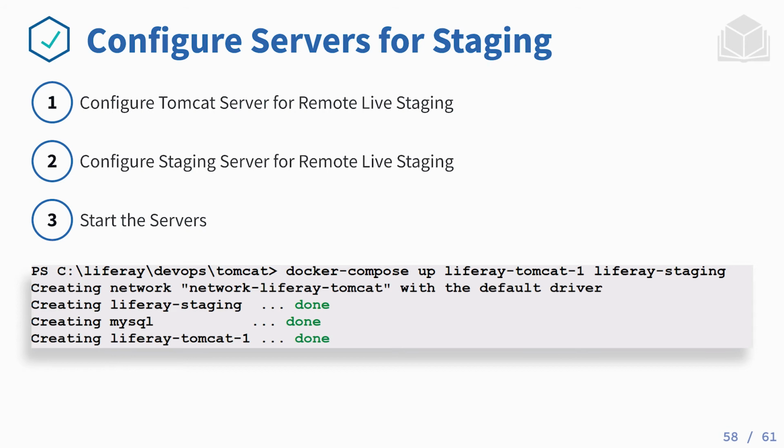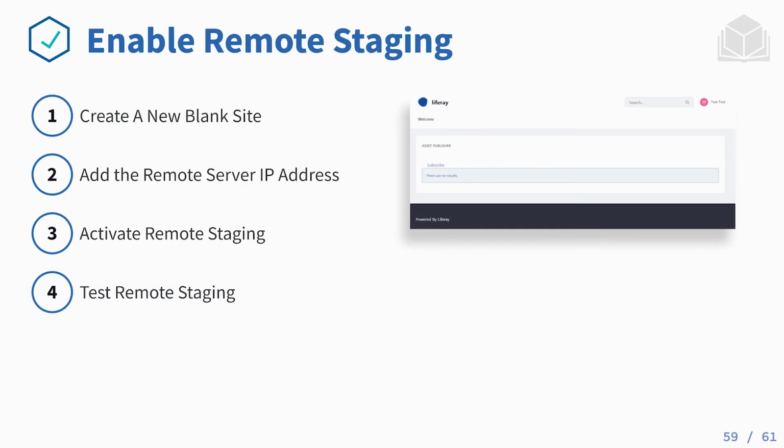And now, naturally, you'll need 2 servers. We have prepared them for you, and they are well documented in the written material in the exercises. That's what you do now. After that, create a new blank site. We will have a screen share for everybody on video if you have not seen Liferay's user interface. After all, this is the DevOps course. You're not supposed to know how to add content in Liferay. So there will be a screen share to tell you how to create a new blank site, to then also add the remote server IP address, activate remote staging, and test it.